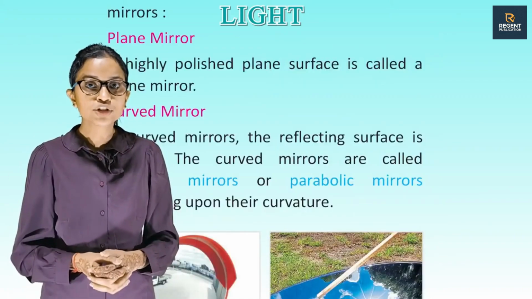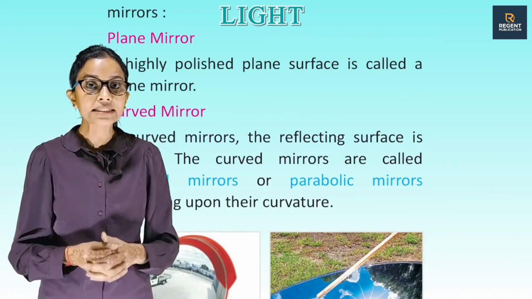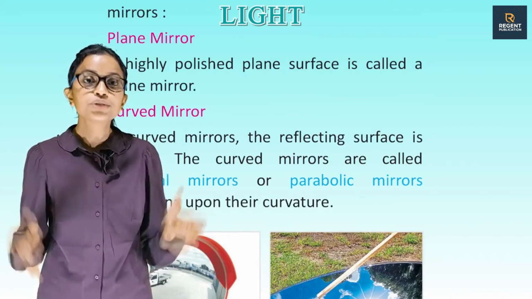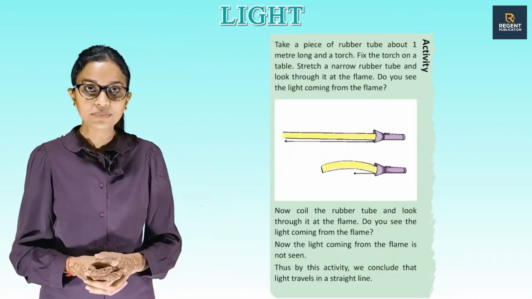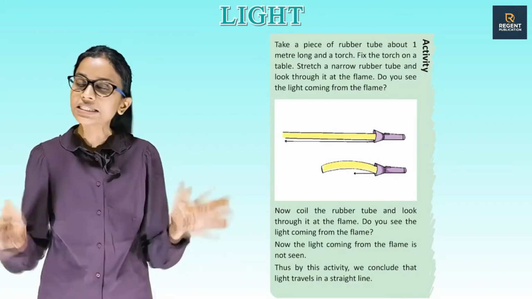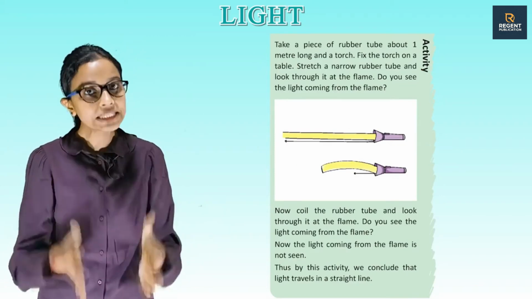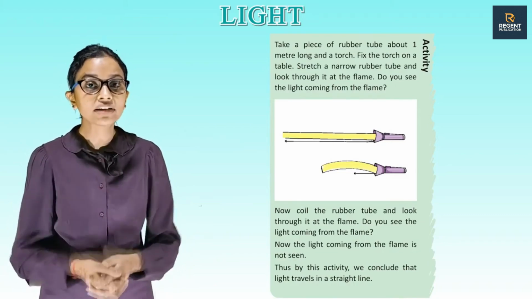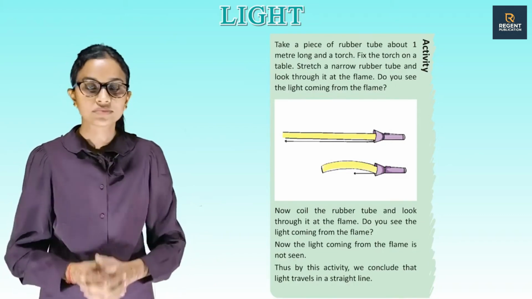Now coil the rubber tube and look through it at the flame. Did you see the light coming from the flame? Now the light coming from the flame is not seen. Thus, by this activity, we conclude that light travels in a straight line.